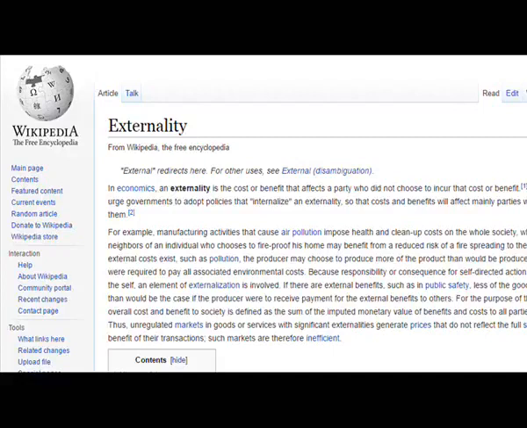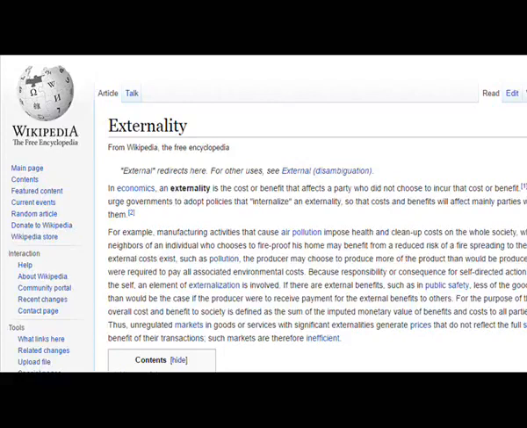to their own houses. If external costs exist, such as pollution, the producer may choose to produce more of the product than would be produced if the producer were required to pay all associated environmental costs. Because responsibility or consequence for self-directed action lies partly outside the self, an element of externalization is involved. If there are external benefits, such as in public safety, less of the good may be produced than would be the case if the producer were to receive payment for the external benefits to others.